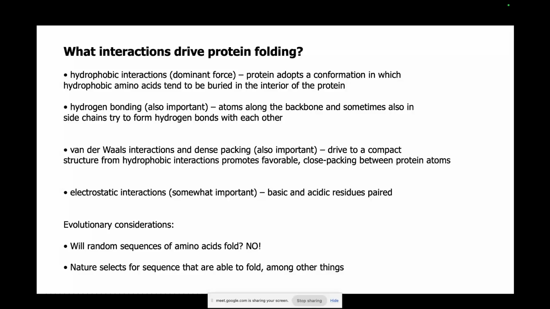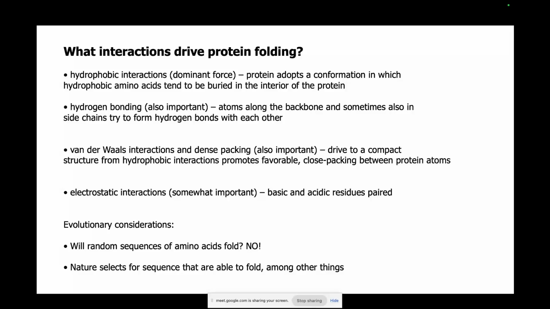And then there are other interactions which are weaker, for example van der Waals interactions. To drive a compact structure, hydrophobic interactions promote favorable close packing between protein atoms. And there are also electrostatic interactions, because there will be polar amino acids. Basic will form bonds, electrostatic bonds, or salt bridges, if you remember, with acidic amino acids.